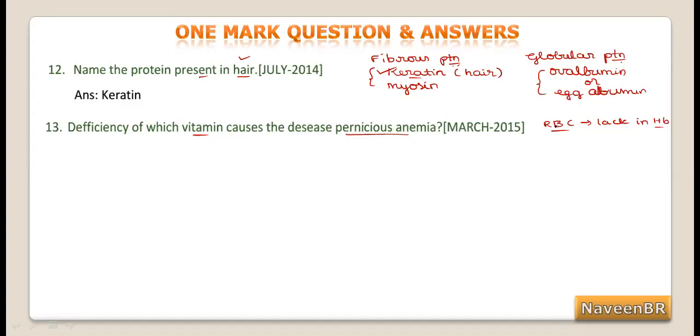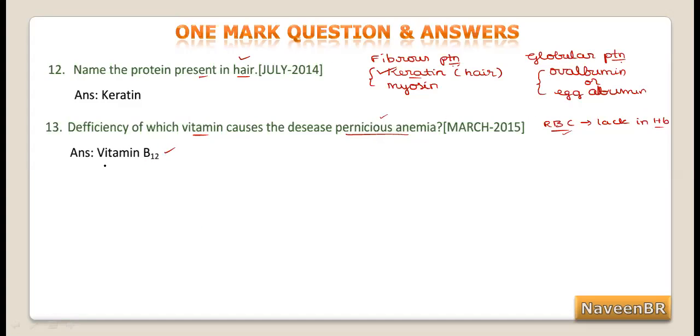Hope you know that. It is the only water soluble vitamin which is stored in our body, whereas the remaining water soluble vitamins cannot be stored. Such a water soluble vitamin is vitamin B12. Due to its synthesis in RBC, it is stored in our body. The lack of that leads to pernicious anemia. Hence the answer is vitamin B12.